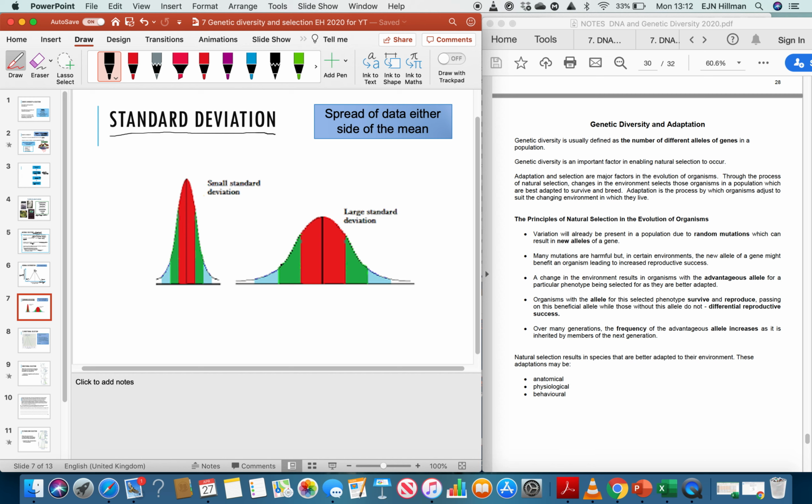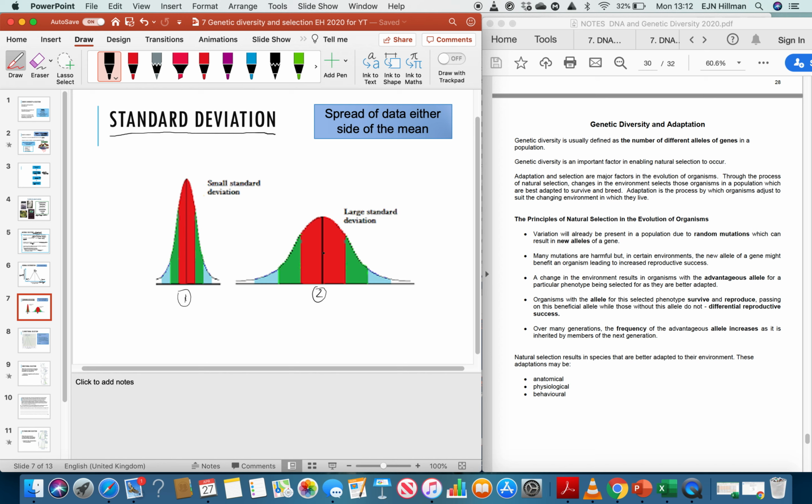So here we have two normal distributions from two different populations. On the left, so that's number one and number two. On the left, number one, we can see there is a small standard deviation. So that means there is a greater proportion of the population with a characteristic, a phenotype, which is close to the mean value. There's a much smaller range or spread of data either side of that mean.